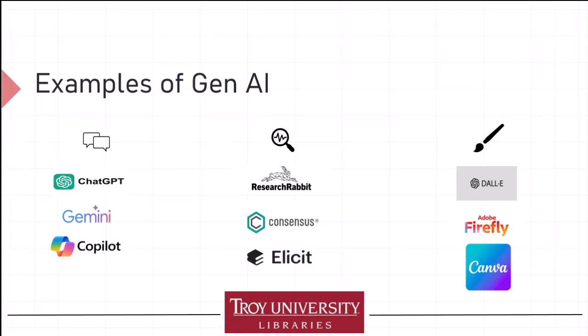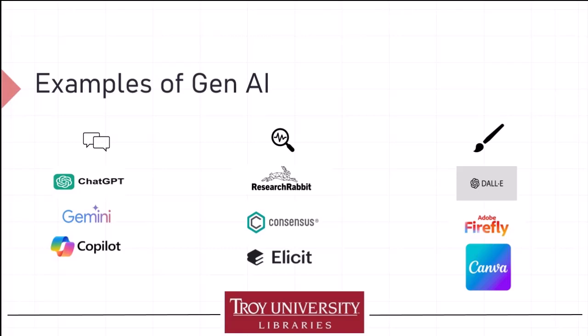And then in the middle, those are our research specific AI tools that are available, just some of them. Research Rabbit lets you input a scholarly article and then generates related articles and really helps you visualize connections between scholarship.